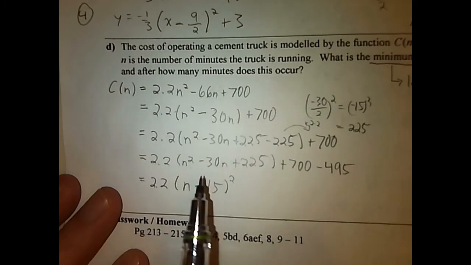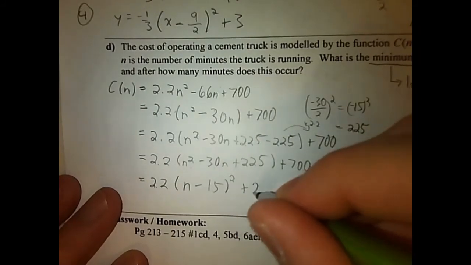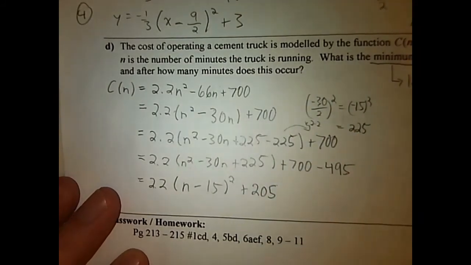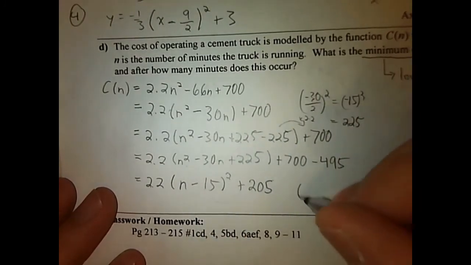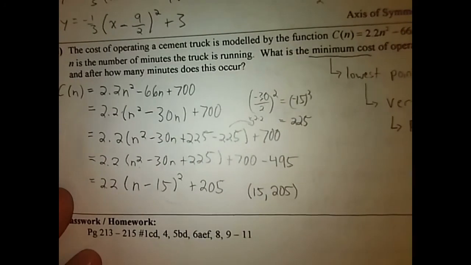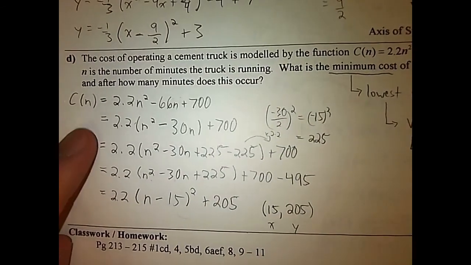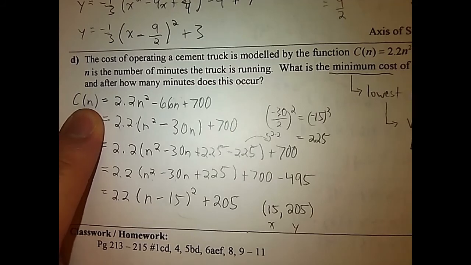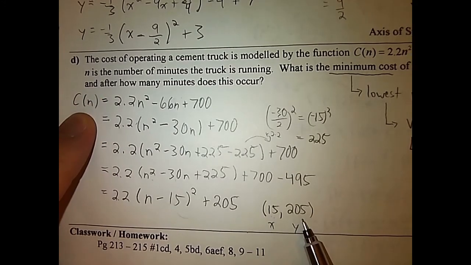You can also think of it by getting this term and dividing it by 2. So I get this, and then to simplify the outside, that would equal 205. So this is the vertex. My vertex happens at 15, 205. Now what do these mean? We have x and y. They said n, well that's the part here, this is usually the x. X, or n, is the number of minutes, so at 15 minutes, the minimum cost, that's all of this, C of n, is 205.